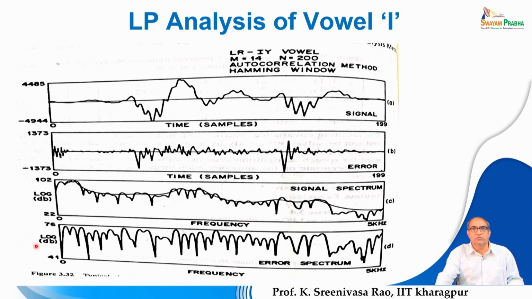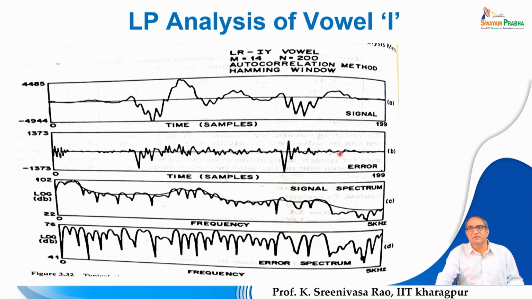Another thing to be noted here is that in the spectrum you can see there are ripples. The ripples are nothing but harmonics, which correspond to the periodicity here. So this is your error spectrum, and this is your vocal tract spectrum, the smoothed one. Now, the speech signal is nothing but the convolution of the vocal tract response with the error signal, or the excitation signal.